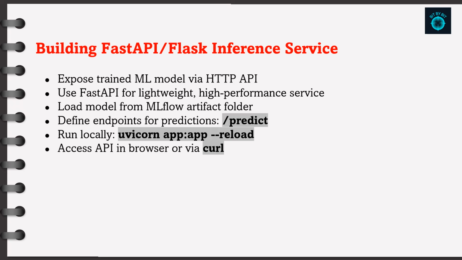FastAPI automatically generates documentation at /docs. This is very useful for testing your API manually. You can run the API locally using uvicorn app --reload. The --reload flag automatically restarts the server when you edit the code, which is handy during development. Once running, you can test the API from a browser or with curl commands. This pattern bridges the gap between training and deployment, turning a saved model into a live service.